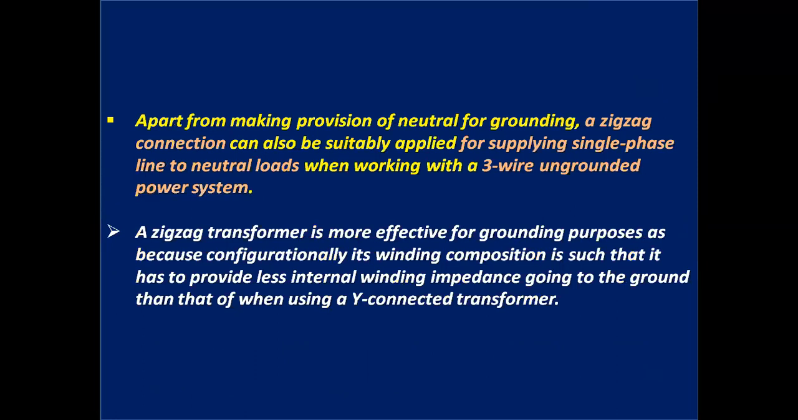Apart from providing a neutral for grounding, a zigzag connection can also be suitably applied for supplying single-phase line to neutral loads when working with a three-wire ungrounded power system. A zigzag transformer is more effective for grounding purposes because configurationally its winding composition is such that it provides less internal winding impedance going to the ground than when using a star connected transformer.